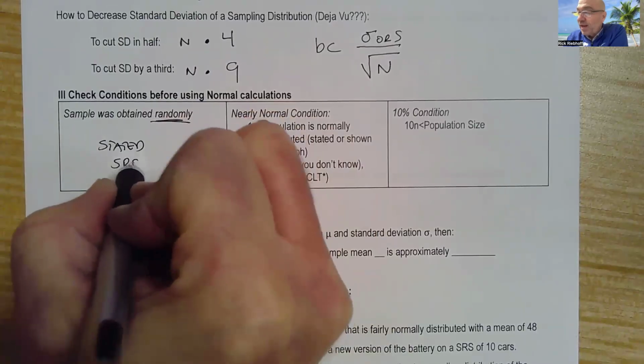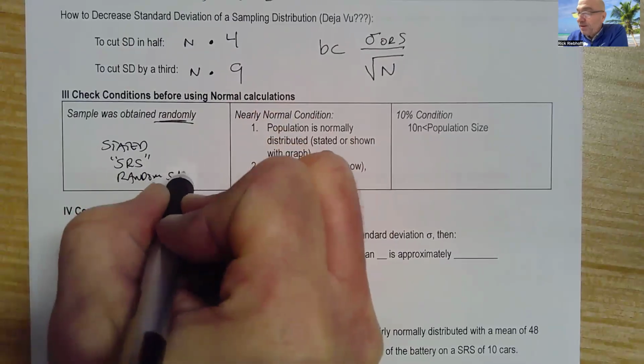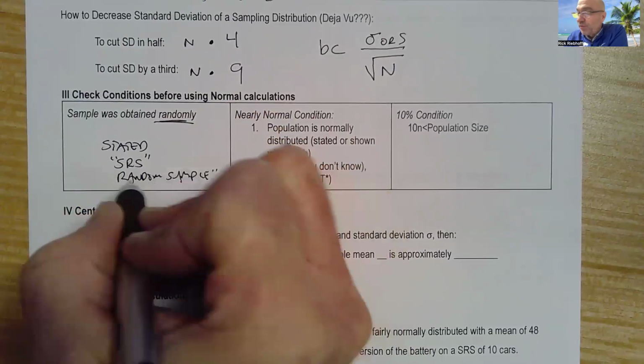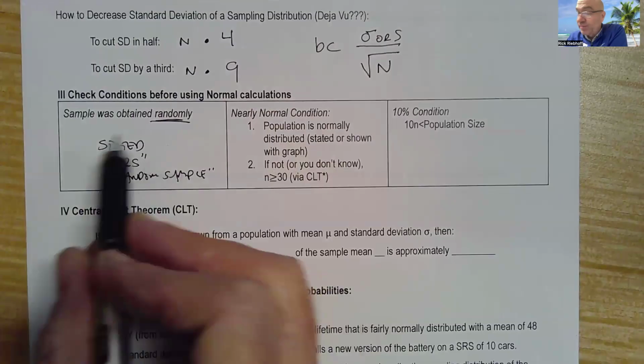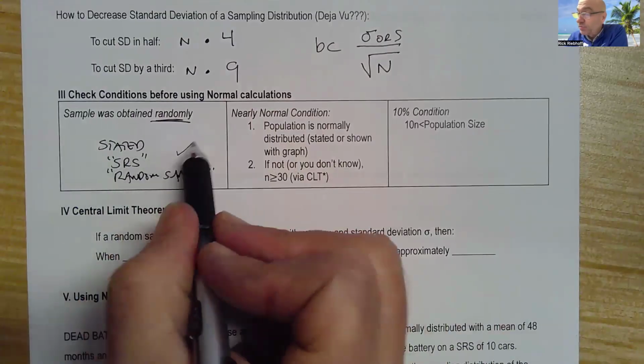Look for things like SRS or a random sample of people or something like that. We're looking for the word random or SRS or something like that. It's almost always in there. So just look for it, and that meets that criteria.